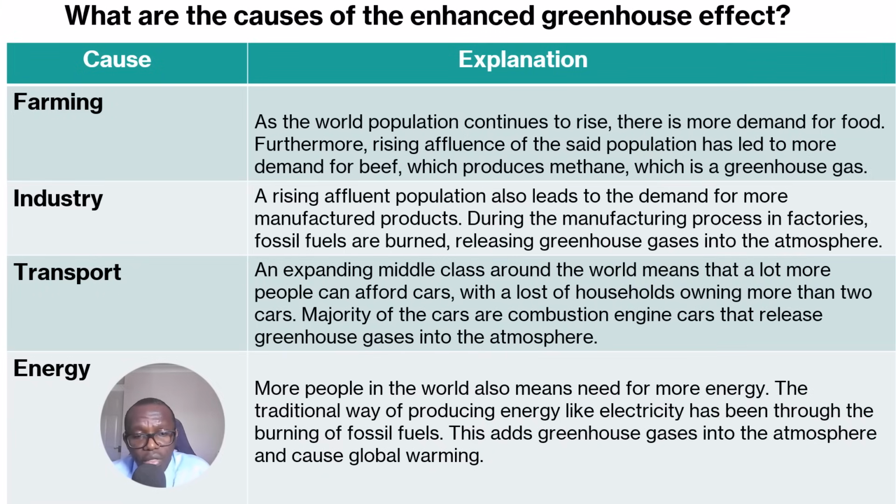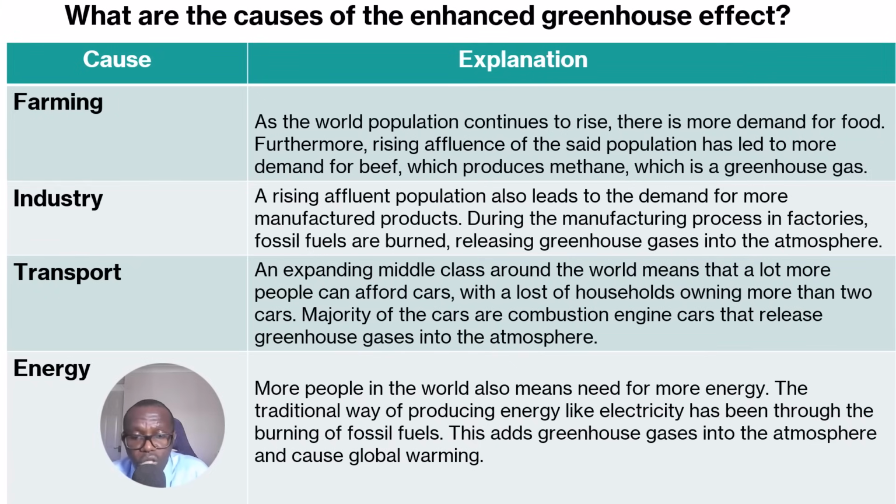Now, the second cause is industry. And we know that as people become more affluent in the world, the demand for manufactured products is also increasing. Now, those products are going to be manufactured in factories, and those factories are likely to produce air pollution, and some of the pollutants are greenhouse gases, and those again are going to lead to the enhanced greenhouse effect.